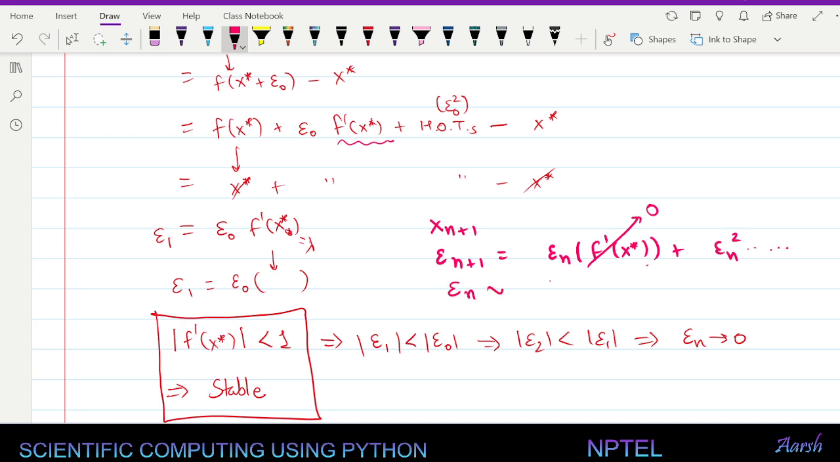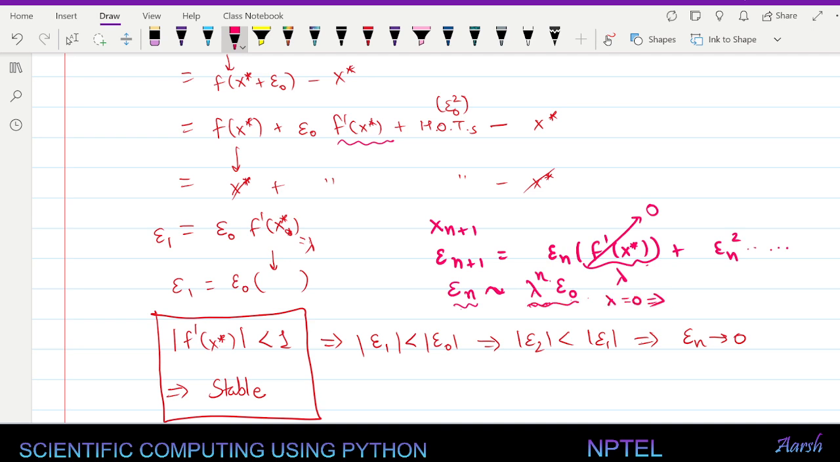That epsilon n would go as this lambda to the power n times epsilon 0, right? Because, well, this is lambda. So the lambda is multiplied every time to epsilon. So epsilon 1 is lambda epsilon naught, then epsilon 2 becomes lambda square epsilon naught, so on and so forth. And that's why when this factor lambda is less than 1, then this goes to 0 and we have stable solution. What happens when lambda is equal to 0?